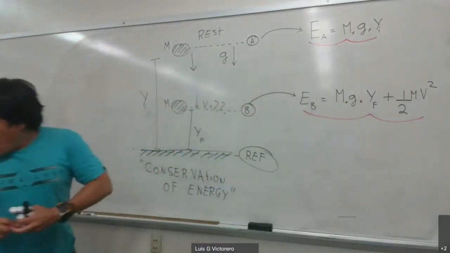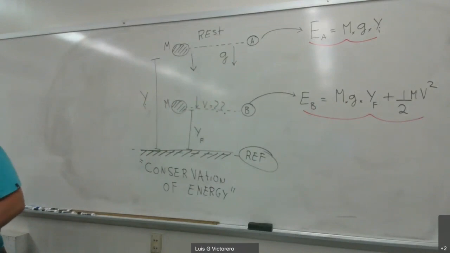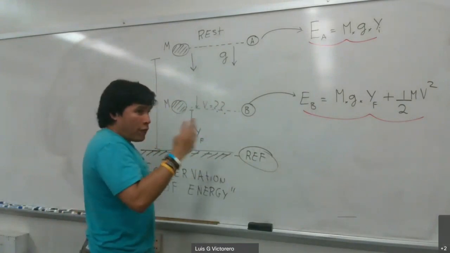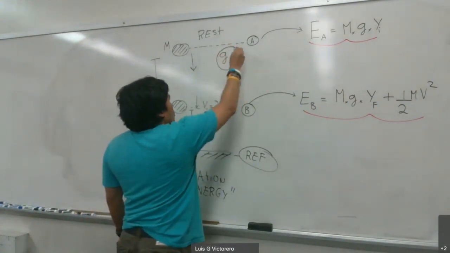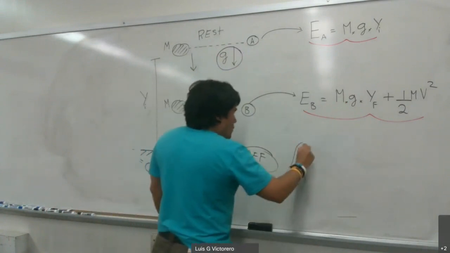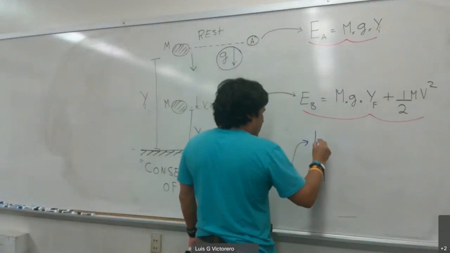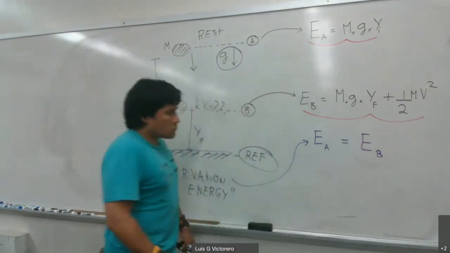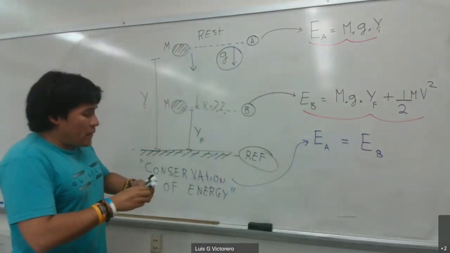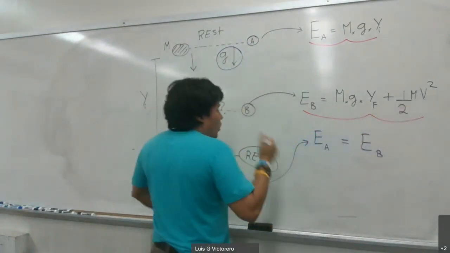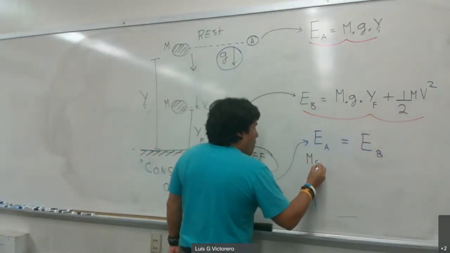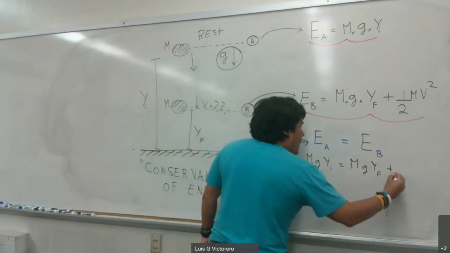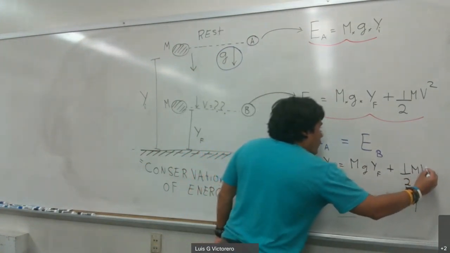Now, because we are ignoring any sort of external forces except gravity, which is conservative, we can use the conservation of energy, which is that energy at A is equal to energy at B. And that's how we find the speed, V. So mg y initial is equal to mg y final plus 1/2 mv squared.